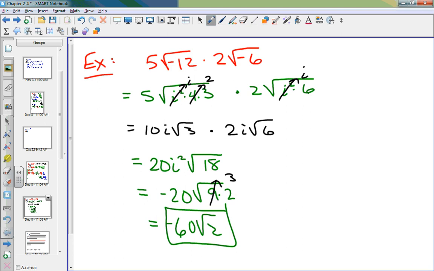Now, I want to make this very clear. If you would have married these, would you have gotten a negative 60 at the end down here? No, you would have gotten a positive 60. We got to get the correct answer. Do we all understand that?